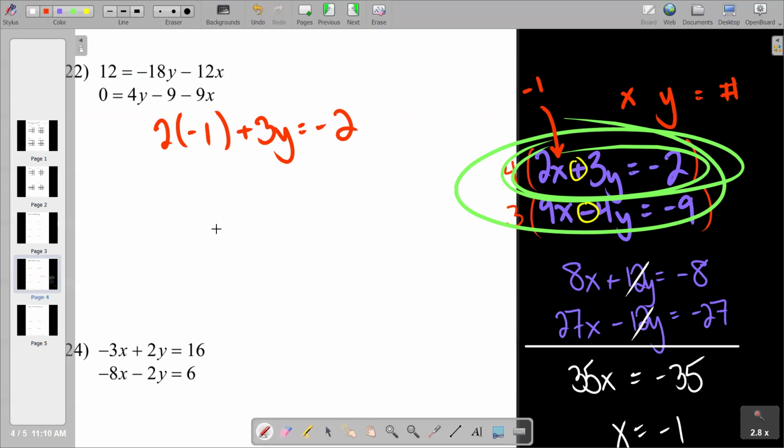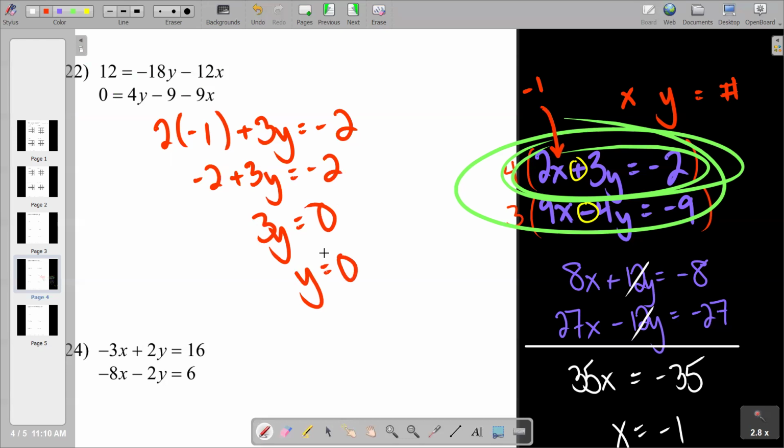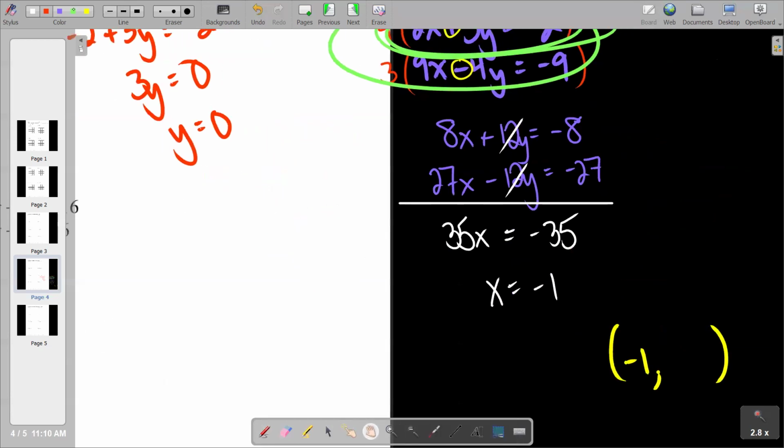What's 2 times -1? -2. And then what do we do to solve this? Add 2, giving us 3y equals 0. Divide both sides by 3. 0 divided by 3 gives 0, right? 0 is like, divide me by whatever you want, I'm going to be a 0. So then our final answer is to put the 0 in the parentheses. If we know y is 0, then we say, bam, done. And that is number 22.